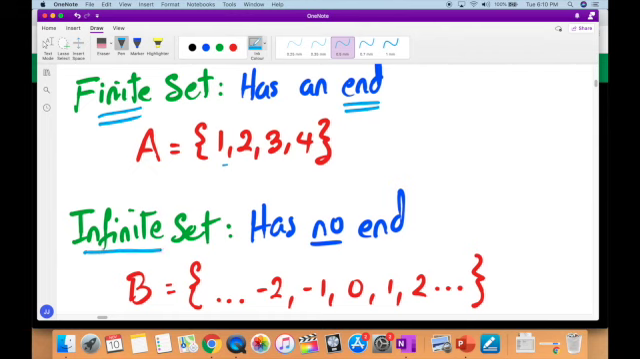An infinite set has no end. So we could take this example, the set B being the set of ... So we could see there that it is coming from this direction, right? And it's coming from the negative numbers, -2, -1, 0, 1, 2, and then it continues into the positive numbers there. And it goes on to infinity, right? So an infinite set has no end.